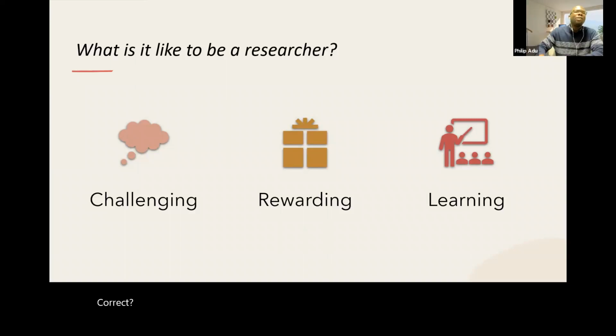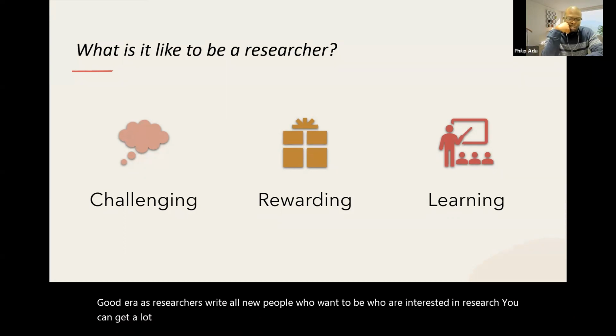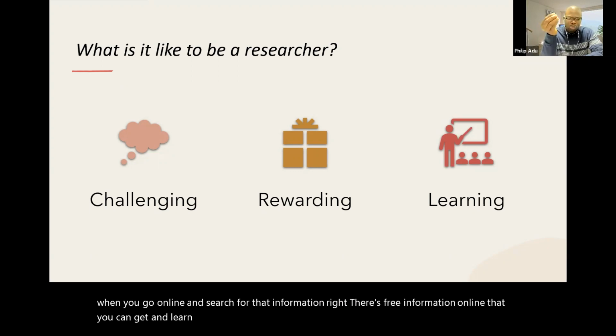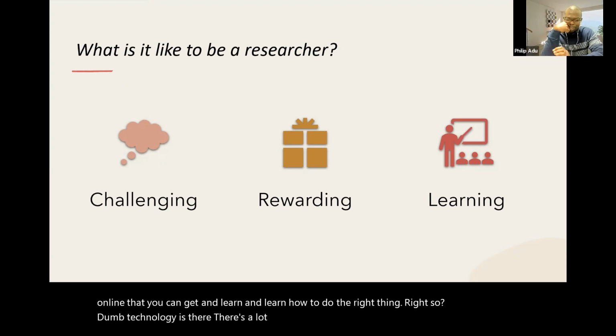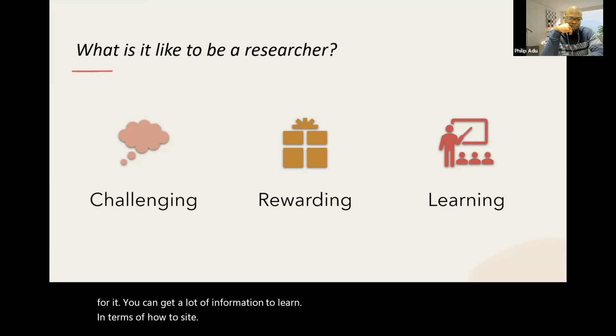It's so interesting that we are in a very good era as researchers, or new people who are interested in research. You can get a lot of information about how to do a proper citation when you go online and search for it. There's free information online that you can get and learn how to do the right thing. So technology is there. If you just search for it, you can learn how to cite, and you can see many examples too.